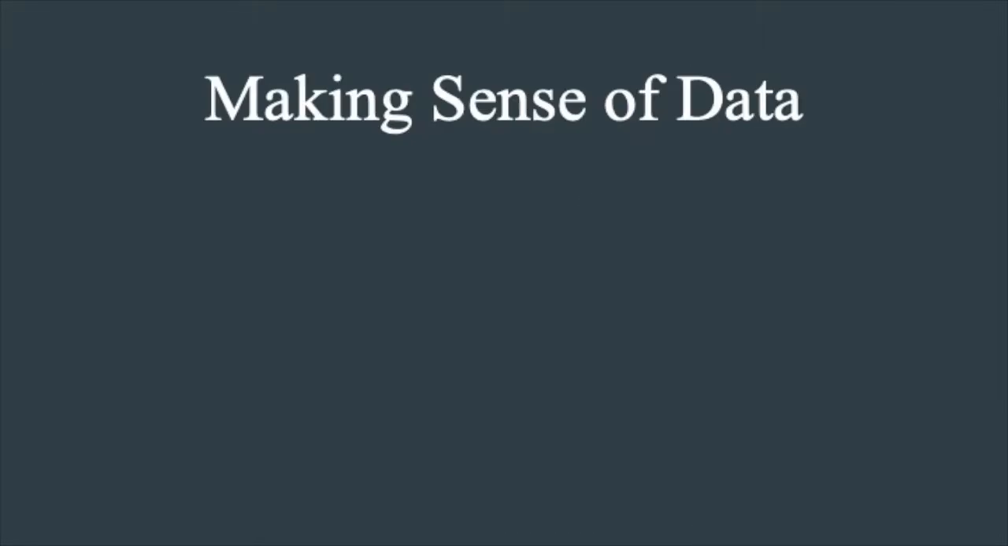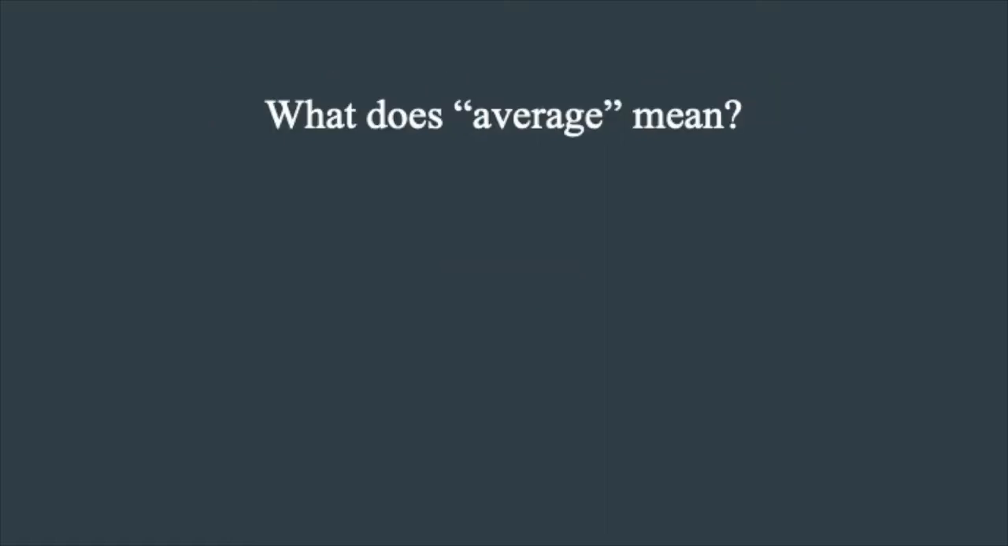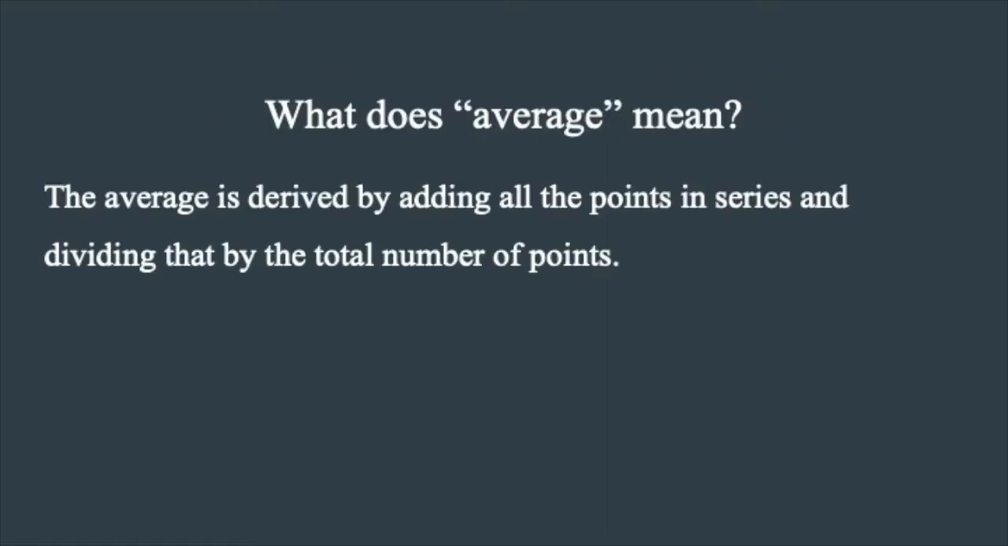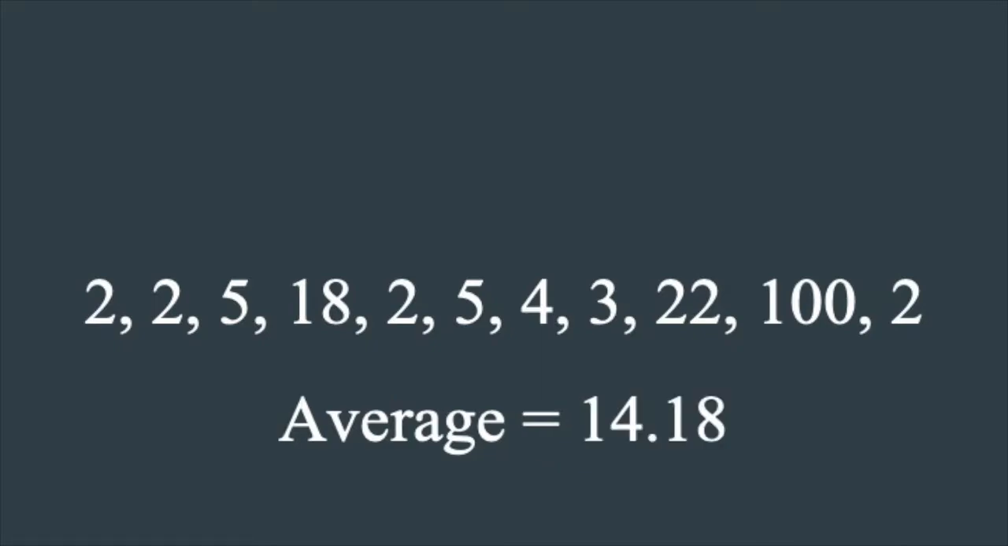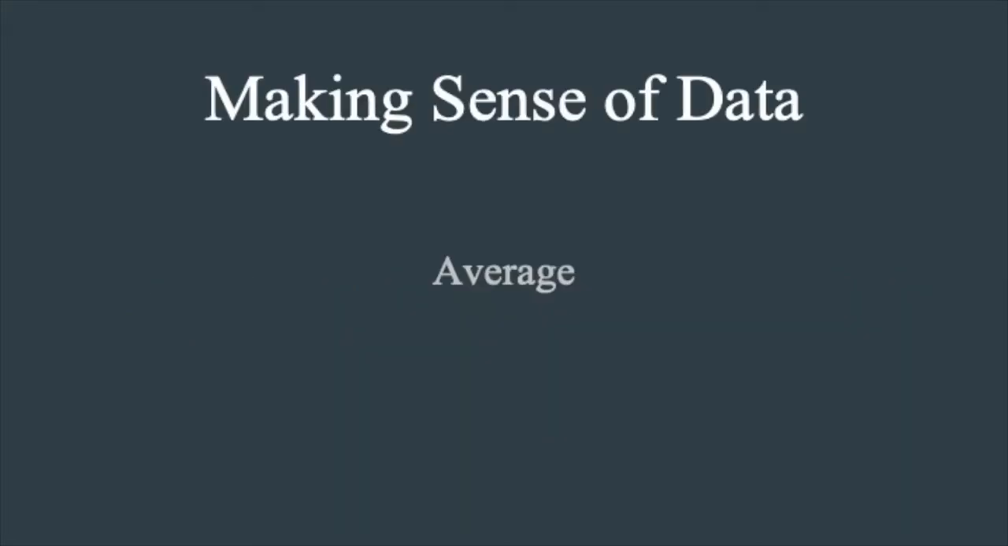One way of making sense of it all is to understand the term average. The average, or mean, is derived by adding together all the points in a series and dividing that by the total number of points. If we begin with this series of unordered numbers, the average is 14.18. Notice this number does not appear in the series but is derived from it. In general, the average is the most common term used when talking about statistical data.